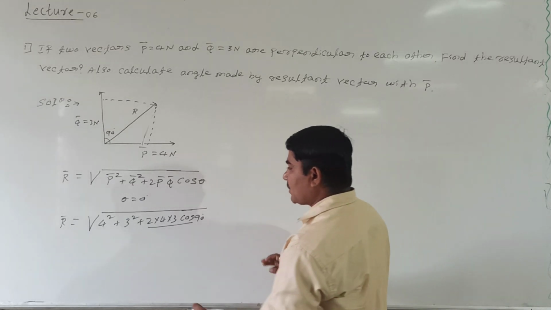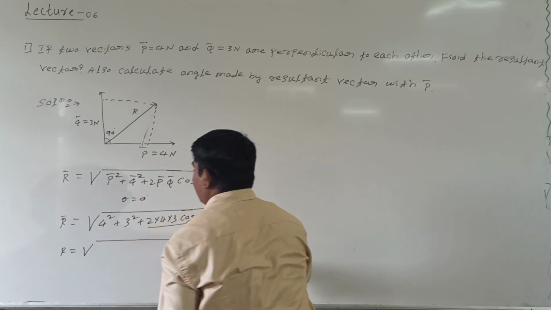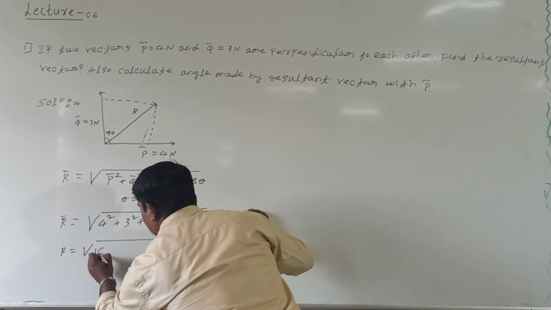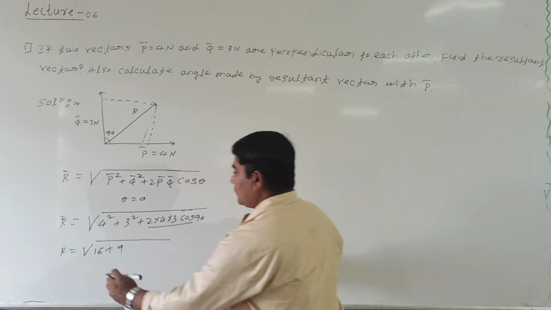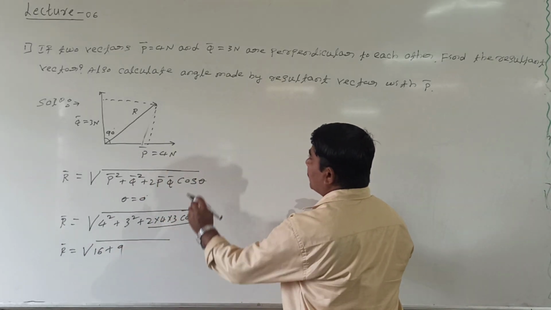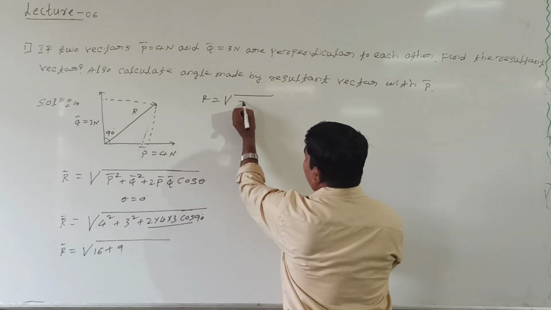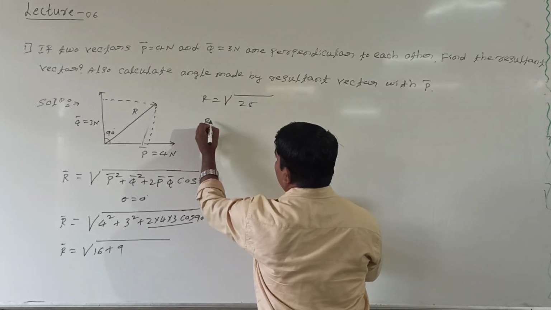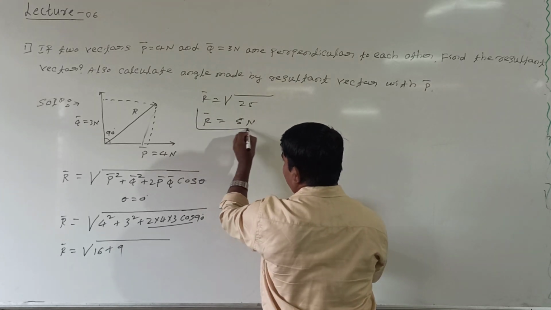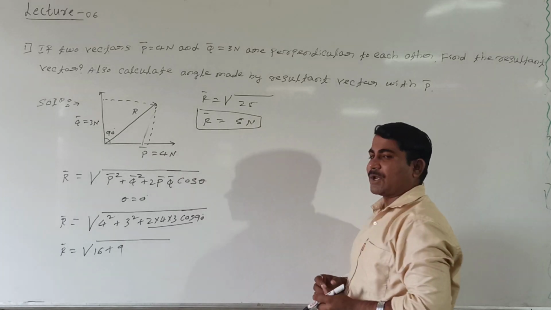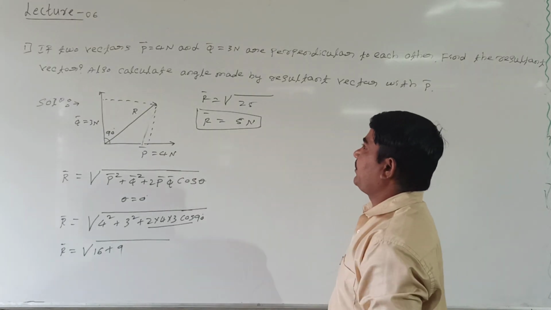Then the resultant vector R equal to under root of 16 plus 9, which is 25. So the resultant vector equals 5 Newton. Are you following? What you got is that the resultant vector is 5 Newton. Then one more part is there.